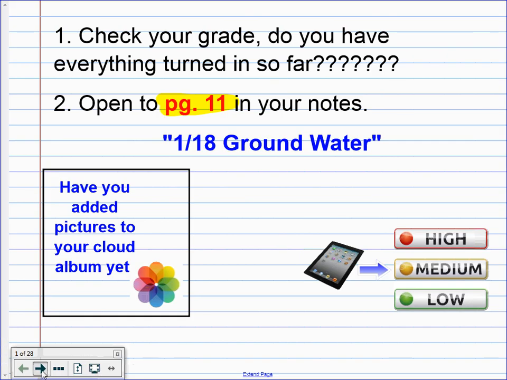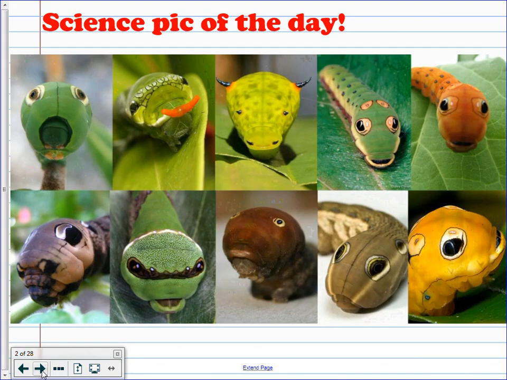The picture of the day is from last year. It's just a cool picture of caterpillars that look like snakes. That's all it is. It was nothing more than to make you go, what? They kind of all look a little bit creepy. I like this one down here because it reminds me of a Ninja Turtle. I think that's awesome.